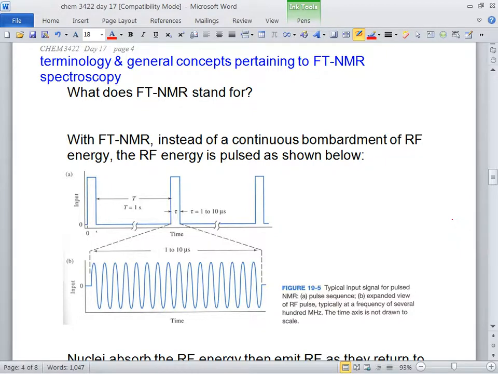Terminology and general concepts pertaining to FT-NMR spectroscopy. Starts out, Melissa, with what does FT-NMR stand for? Yeah, how do you spell it? Good. Fourier transform. Yes, perfect. Nuclear. Magnetic. Spectroscopy. FT-NMR.